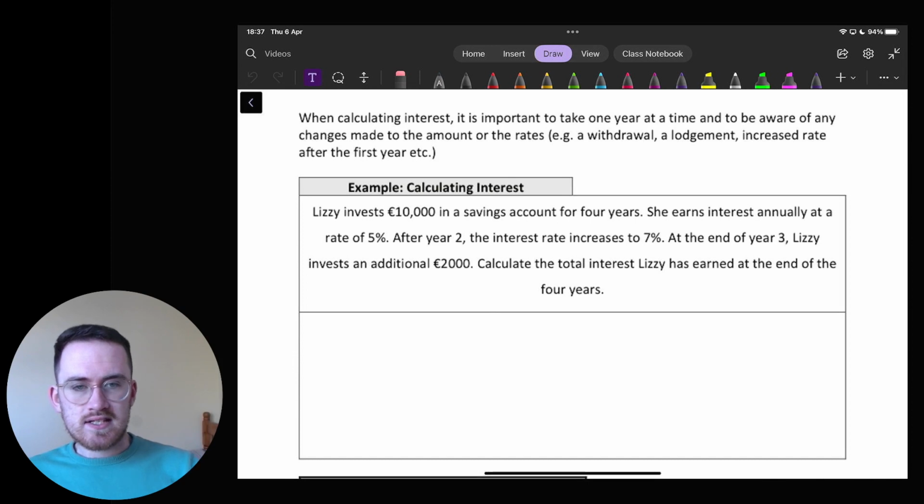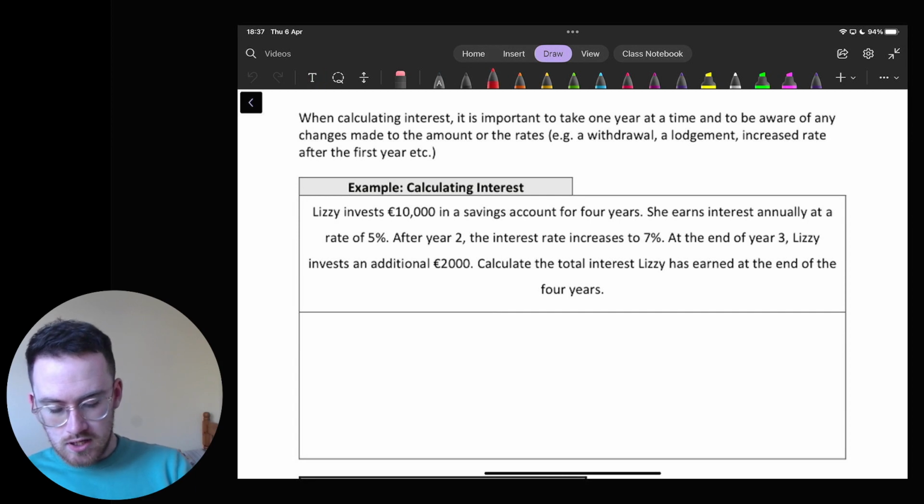Lizzie invests €10,000 in a savings account for 4 years. She earns interest annually, every year, at a rate of 5%. After year 2, the interest rate increases to 7%. At the end of year 3, she invests an additional 2,000. Calculate the total interest that she's earned at the end of 4 years. So let's go through it year by year.